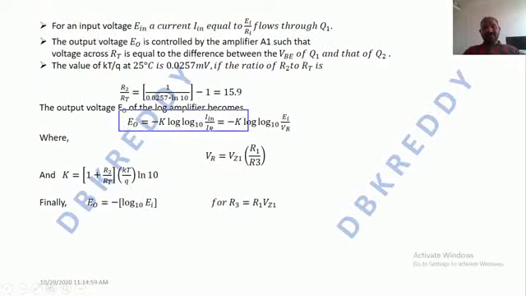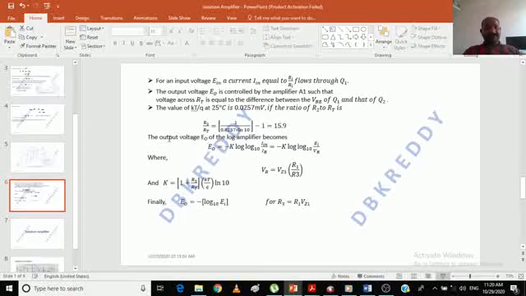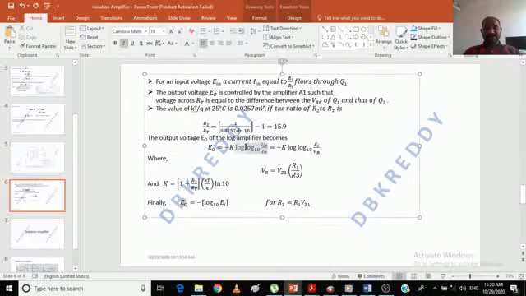E0 is equal to minus K log. Oh, I'm sorry. Actually, only one log should be there. Wait a minute, let me change this one. It is a log base term, right? Oops. Wait a minute. No, only one log should be there. I just went with cut and paste.